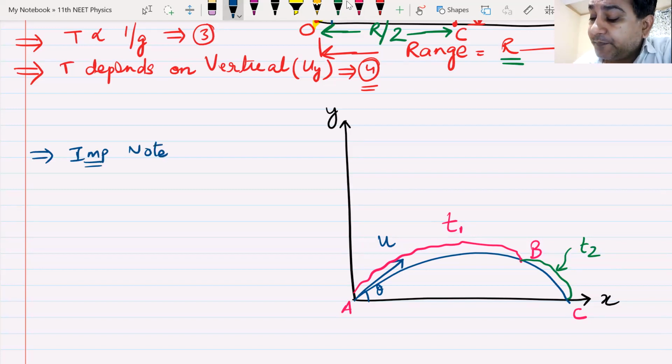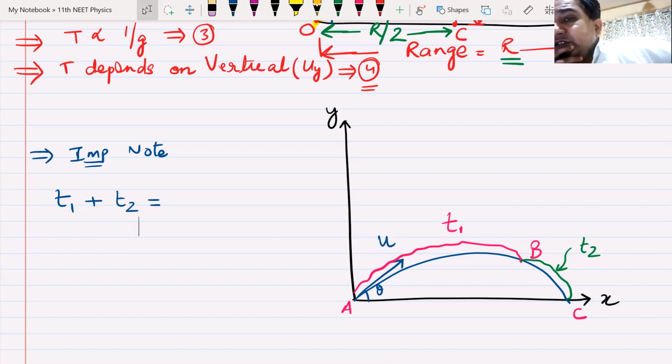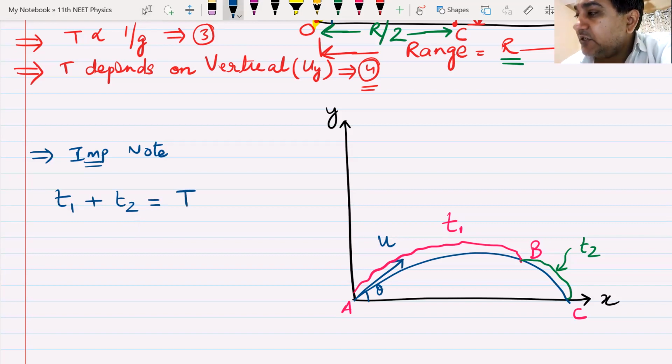From A to B, the time taken is T1. From B to C, the time taken is T2. What will T1 plus T2 be equal to? Anyone? Yes, beta. Absolutely correct. T1 plus T2 will be equal to the total time of flight.